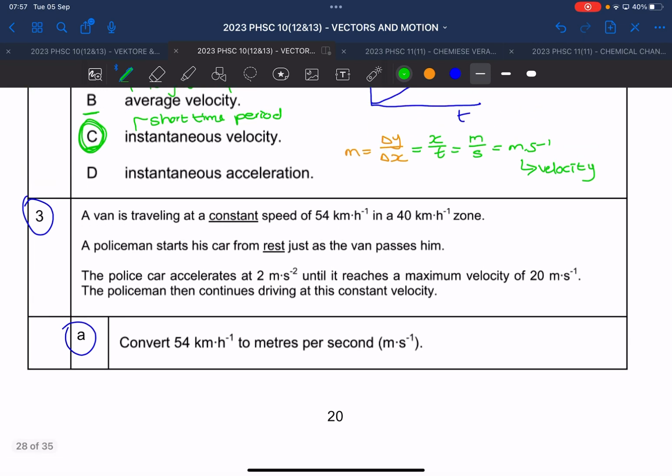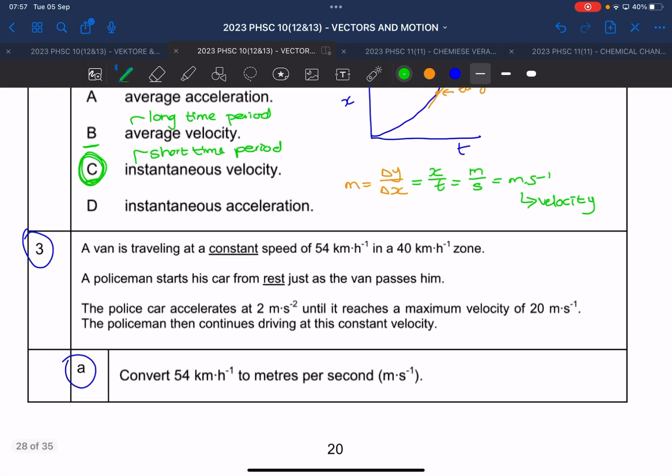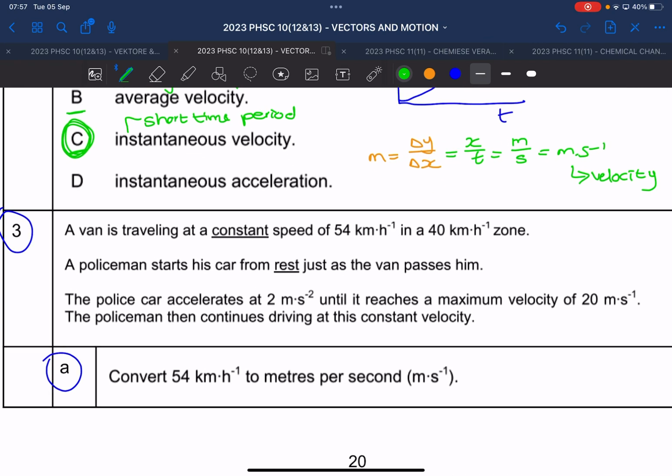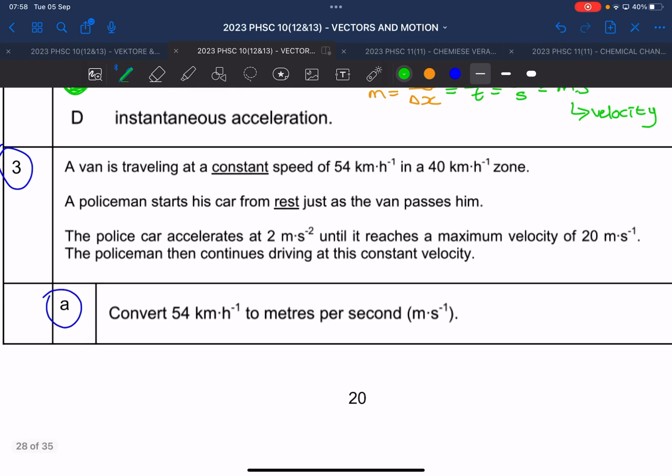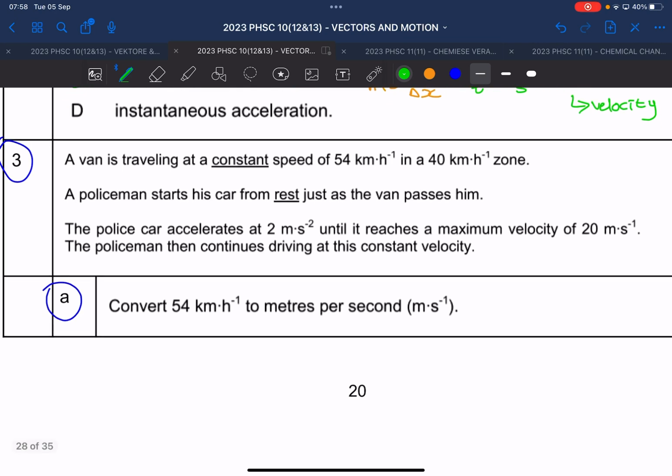Okay. Next one, it says, a van traveling at a constant speed of 54 kilometers per hour in a 40 kilometer zone. Policeman starts his car from rest just as the van passes him. The police car accelerates at 2 meters per second squared until it reaches a maximum velocity of that. The policeman then continues driving at this constant velocity. Convert that kilometers per hour to meters per second. Cloney, what must you do? By what? And what do you get?